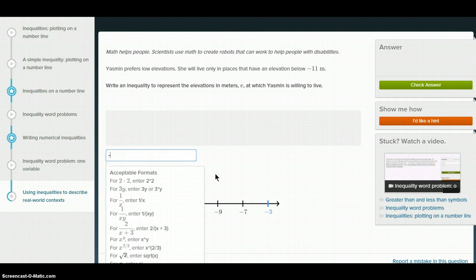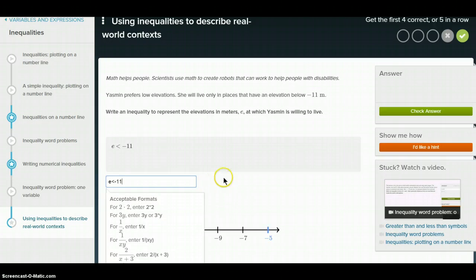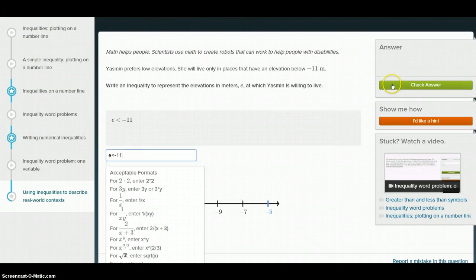So we have -11, and that's going to be greater than E, or we can also write E is less than -11. Either one works, as long as this open mouth here is trying to swallow the larger number, which is -11. Okay, so let's try that out.